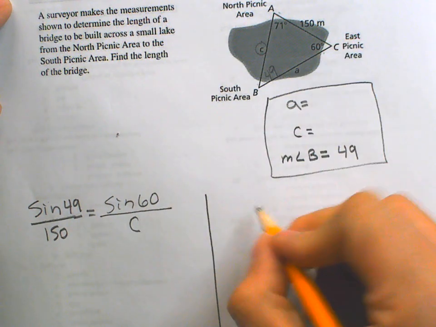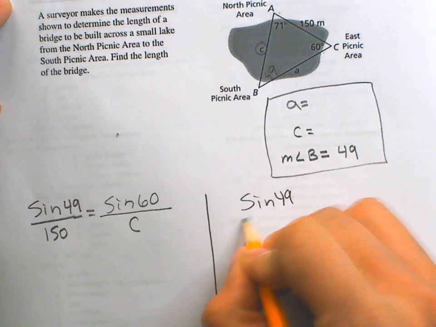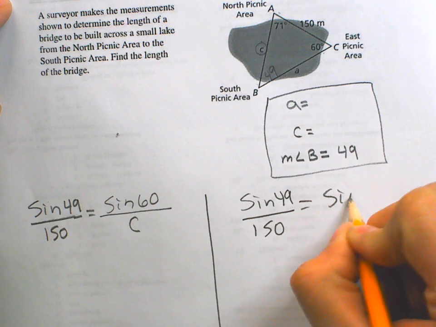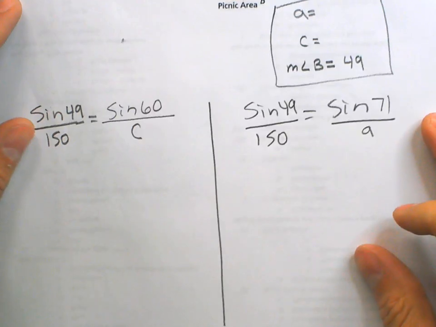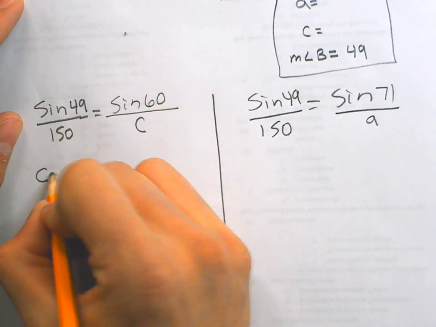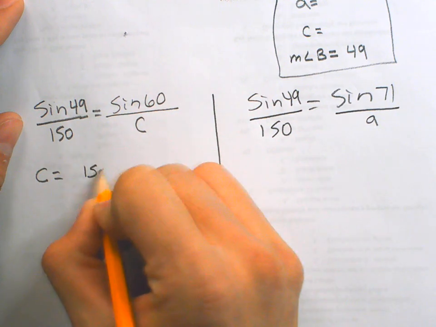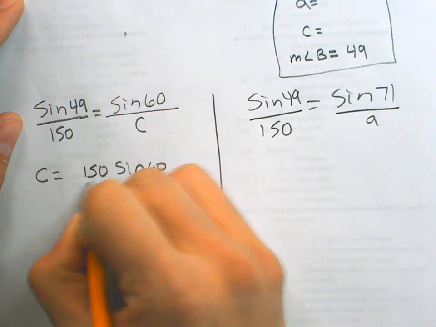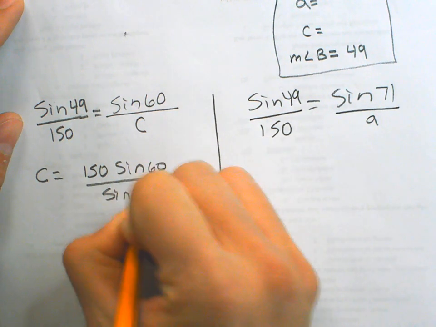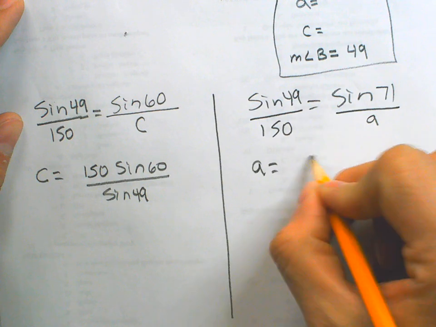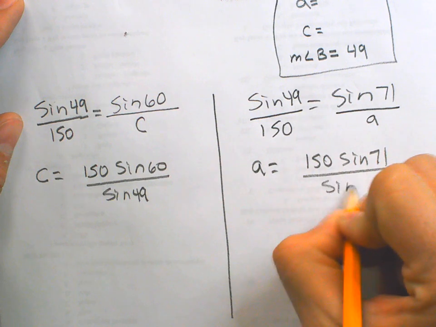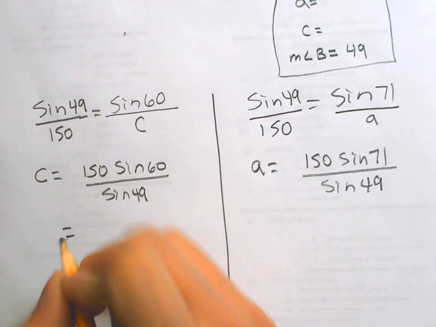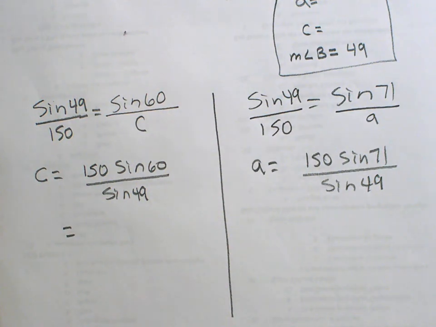Now, to find A, I'm going to still use the sine of 49 over 150 and the sine of 71 over A. So once again, I'm going to cross multiply and divide, and I'm going to get C equals 150 times the sine of 60 over the sine of 49. And on this side, A is going to equal 150 sine of 71 over the sine of 49. So after this, it's all punch in the calculator and get your decimals. That's what I'm doing right now.